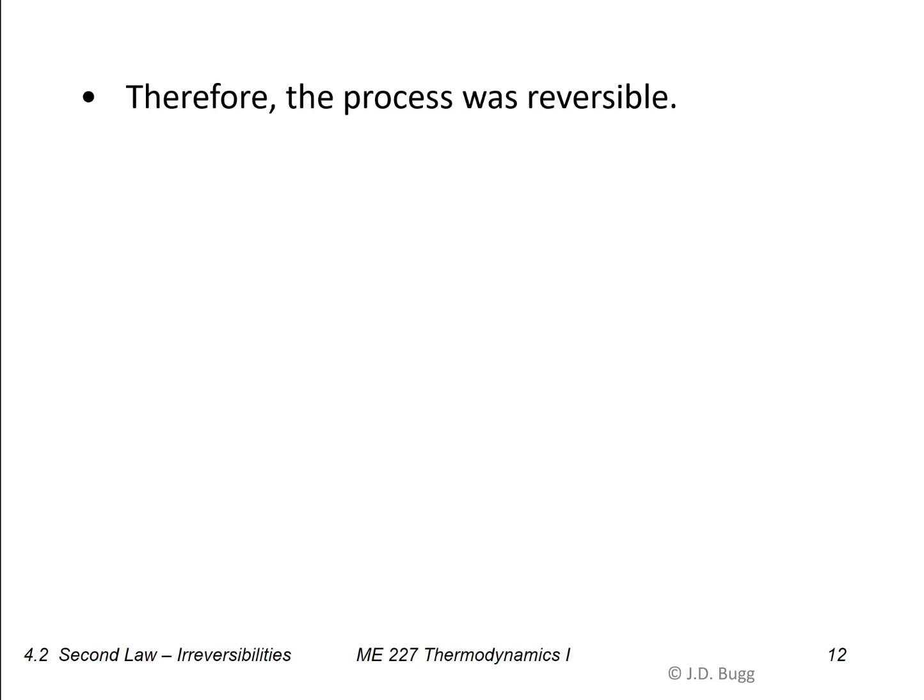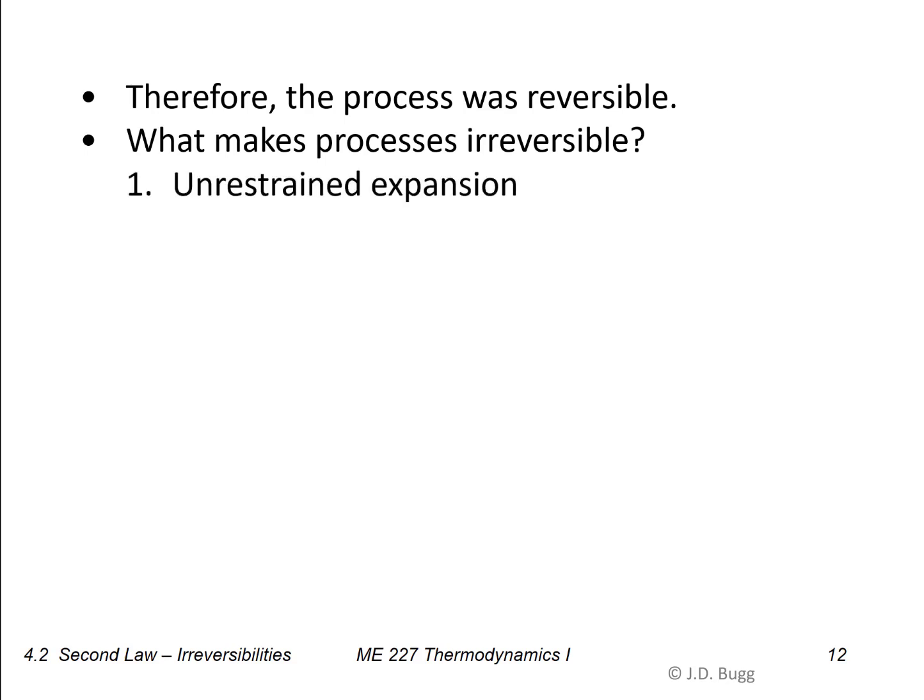So here we've looked in detail at an unrestrained expansion or a sudden expansion, but we want to think about what are some of the other things that make processes irreversible. So the first one in our list here is our unrestrained expansion that we've looked at. Second one is friction. Friction is also something that makes real processes irreversible. And of course, many of the processes that we're going to look at contain friction.